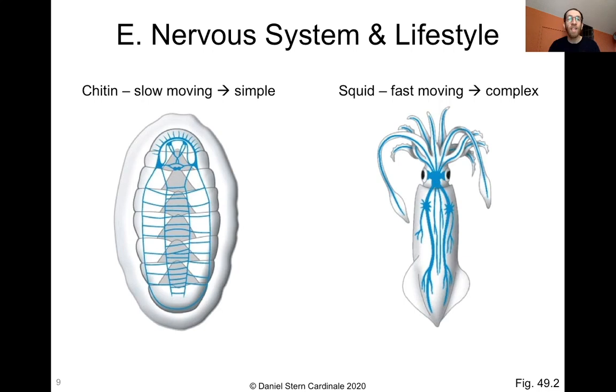And in order to succeed in that lifestyle, they have to do a lot of information processing. So the central nervous system of the squid is extremely well developed. They have very complex brains that are capable of higher order problem solving. These two organisms are very closely related. They're both mollusks, but because their lifestyles are very different, they've adapted two very different nervous systems. That's the last point I want to make in this section 1 on nervous system organization.